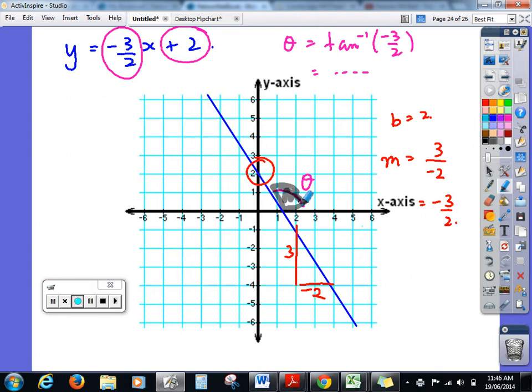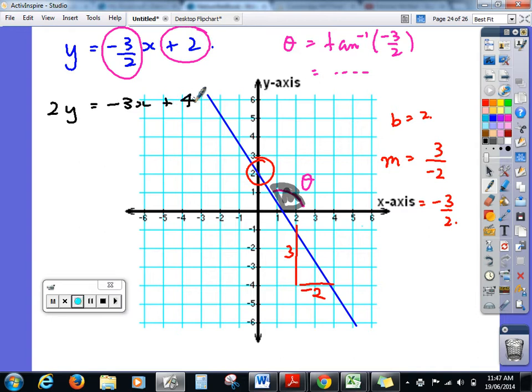Okay, so it's very, very convenient, but sometimes we would like it to be in the general form. Now, the general form is often used when we have a fractional gradient. So let's just convert this to general form. What we need to do is have all the coefficients as whole numbers. So we're going to multiply throughout by 2. If we multiply throughout by 2, you get 2y equals -3x plus 4.